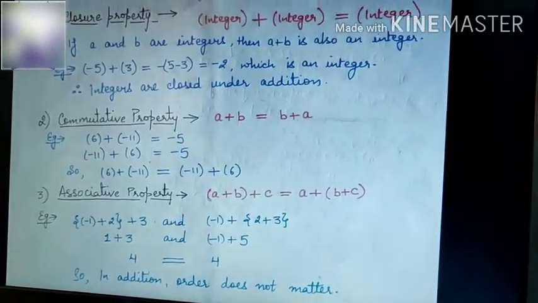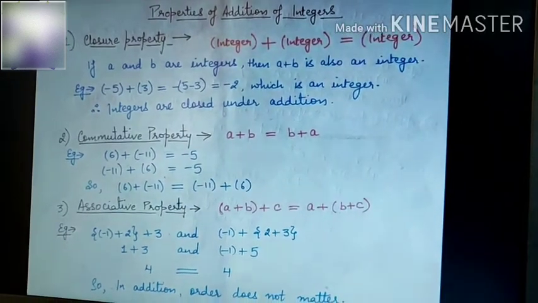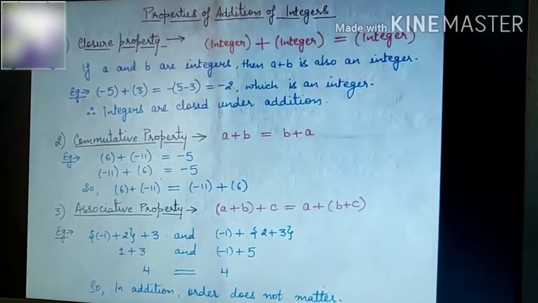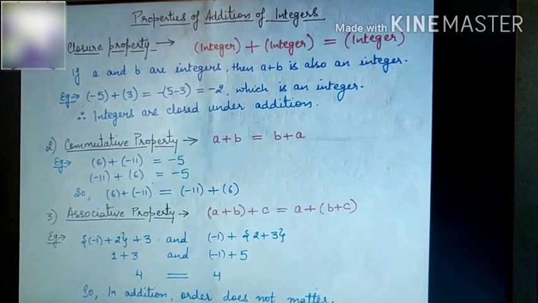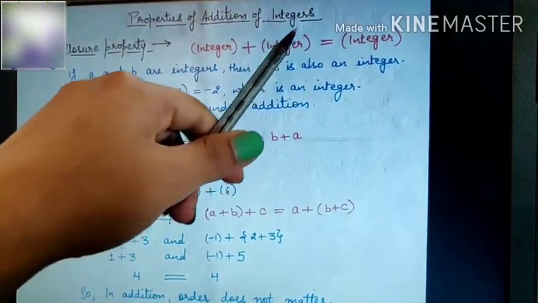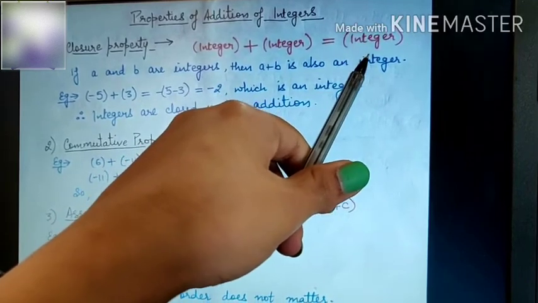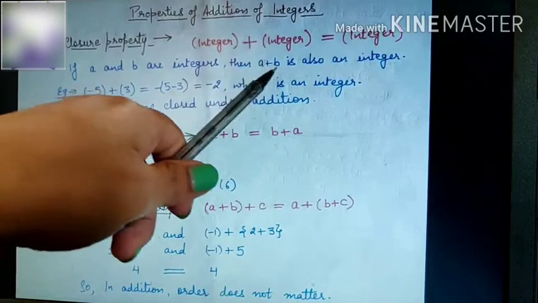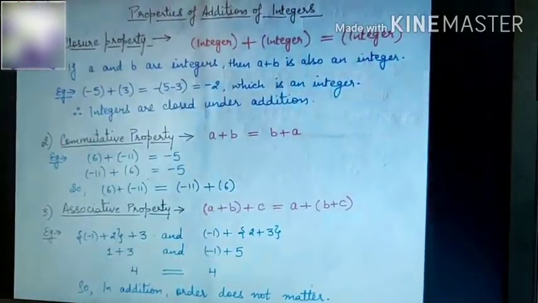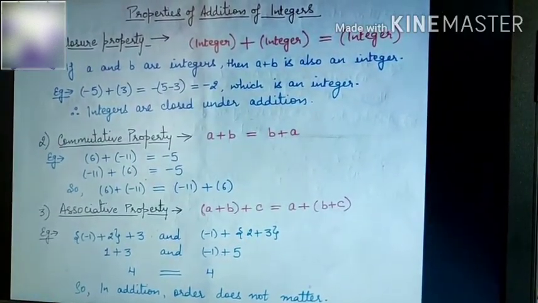Clear? Now let us come to some properties of addition of integers. First property is closure property. What does it say? When you add two integers, the sum is also an integer. So this is the statement. If a and b are integers, then a plus b is also an integer. Let us see with the example whether it's true or not.